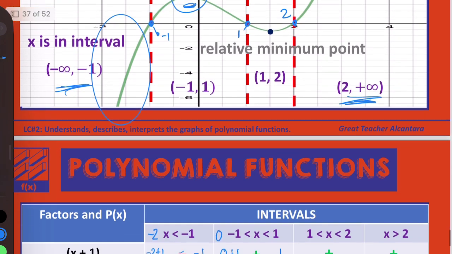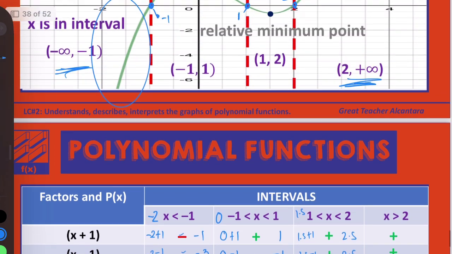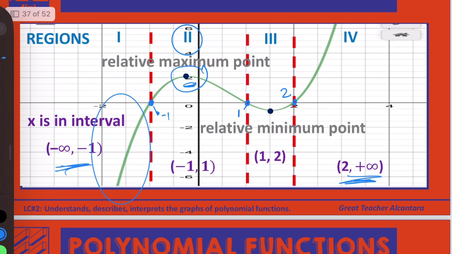It's above the x-axis. Similarly, if you continue with this one, you have 1 and 2 as your endpoints, and you're supposed to think of a number between that. You may think of using 1.5. 1.5 plus 1 is 2.5. 1.5 minus 1 is 0.5. But 1.5 minus 2 is -0.5. Positive times positive, positive times negative, negative. Hence, it's below. And as expected, the graph is below the x-axis.